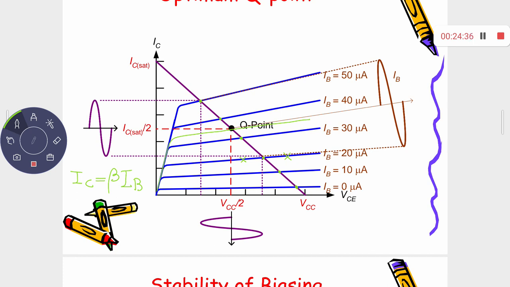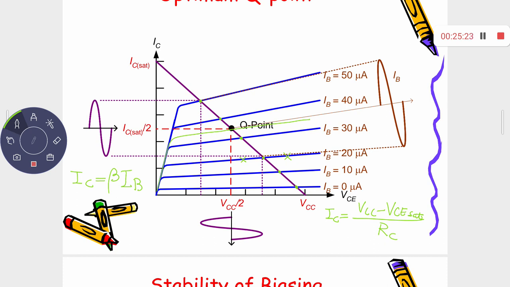Here VCE is equal to VCE saturation, 0.2 volt. You know the value. VCC is equal to VCE plus IC RC. If you know VCE saturation is 0.2 to 0.3 volt, then VCC minus that, divided by RC, will give you the corresponding IC value. So under the saturation region, IC is given by VCC minus VCE saturation, divided by RC. Suppose VCC is equal to 10 volt, VCE saturation is say 0.2 volt, so then 9.8 volt, and suppose RC is equal to 1 kilo ohm.